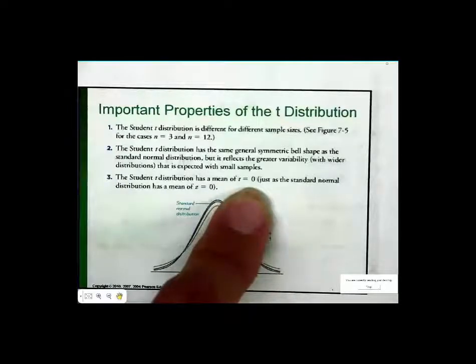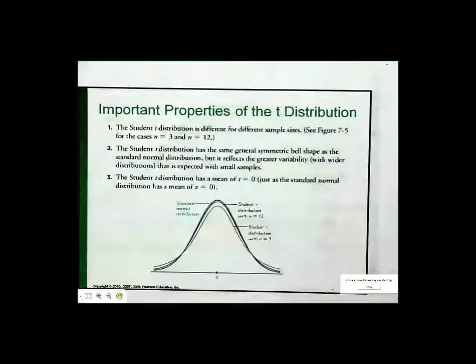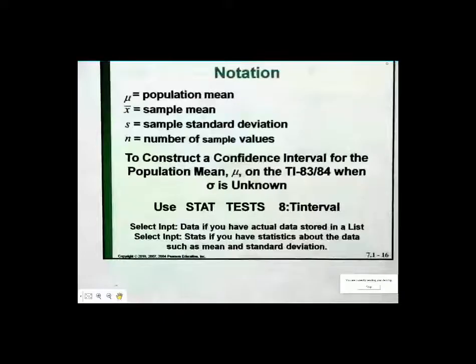All right. Same notation: mu for the population mean, x bar for the sample mean, n for the number of samples, s for the sample standard deviation. Sometimes you'll be told, hey, I'm giving you s. Sometimes you'll be told, hey, I'm giving you sigma. But most of the time, you're going to have to read the problem carefully to know whether you're being given s or sigma. To construct a confidence interval for the population mean, when sigma is unknown, use stat and test and t interval rather than z interval.